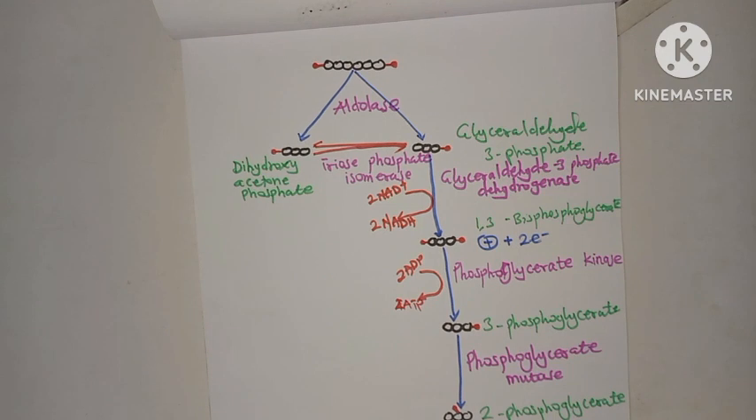And the enzyme known as pyruvate kinase will come and take 2 ADP and then react with the phosphoenolpyruvate.